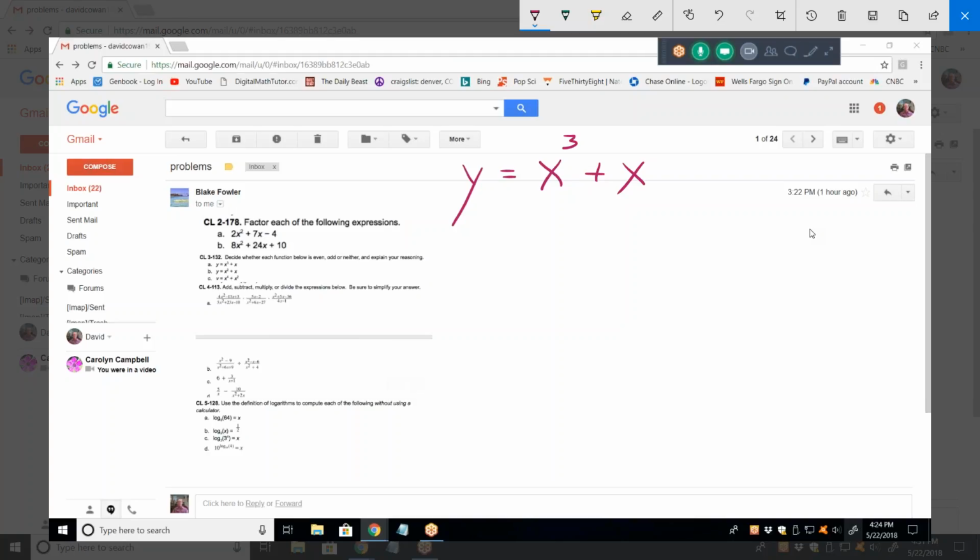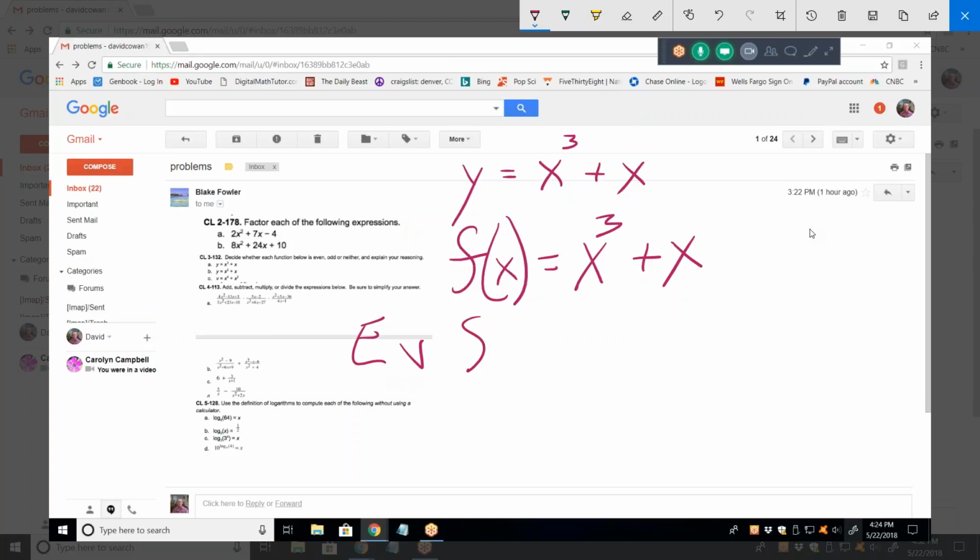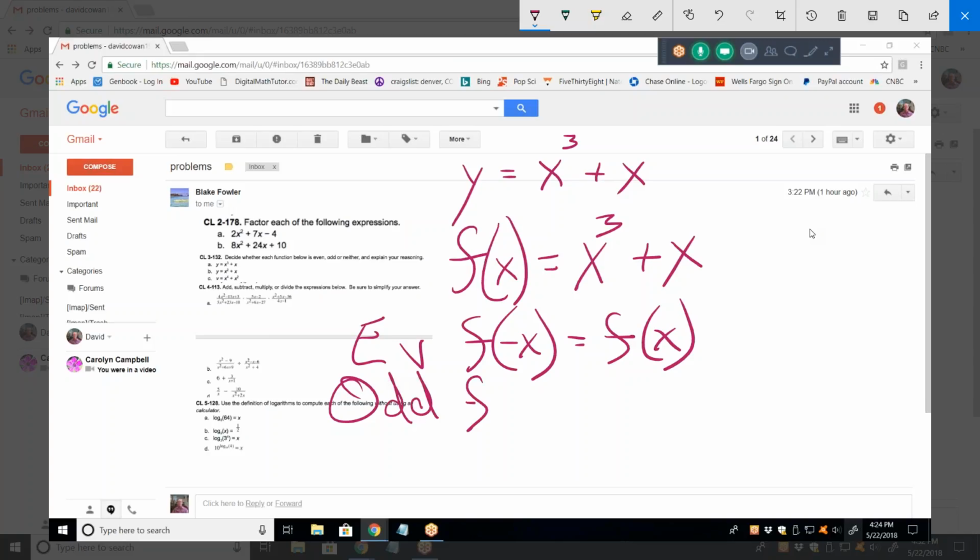Well, in a way. But first of all, it's easier to think about this if we call it f of x instead of y. Same thing, same function. Now, the definition for an even function is f of minus x has to equal f of x. And the definition for an odd function is f of minus x equals minus f of x. Notice they're different.